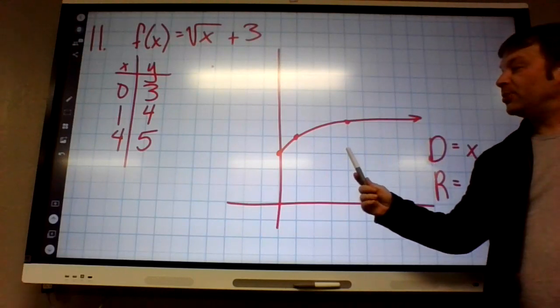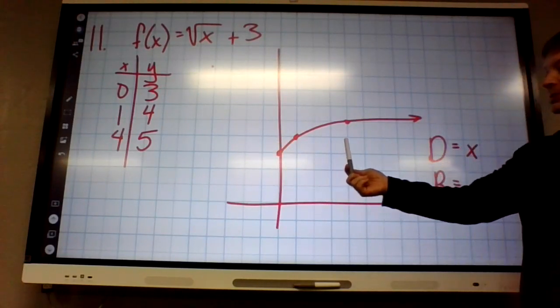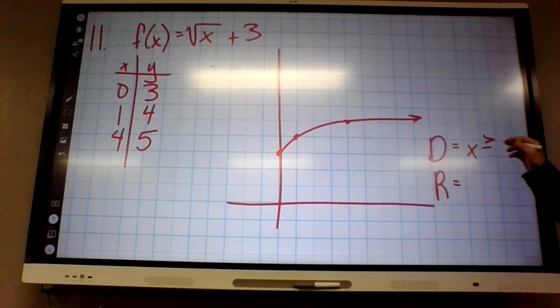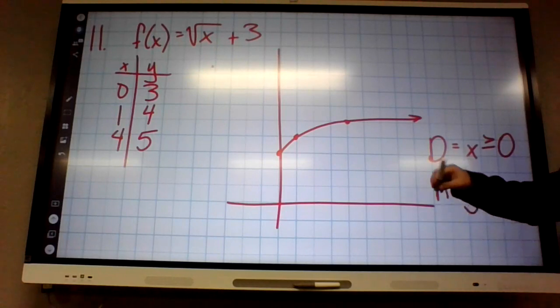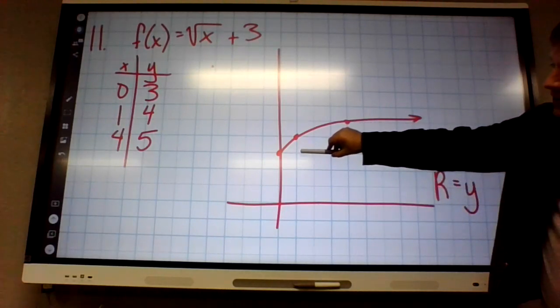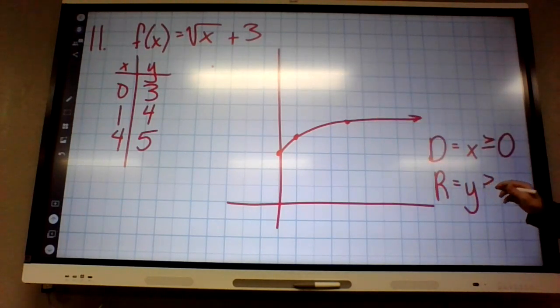Okay, so what domain, what x values are we using on this? 0 and above. What y values are we using on this? The lowest y value is 3, so it's 3 and above, greater than or equal to 3.